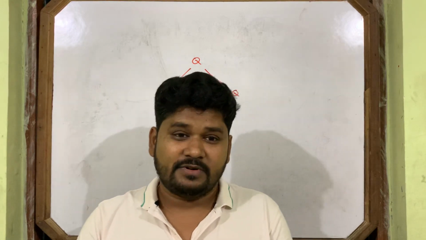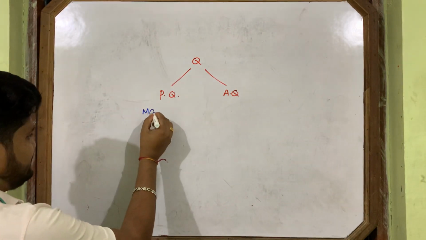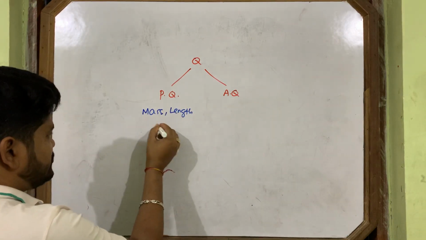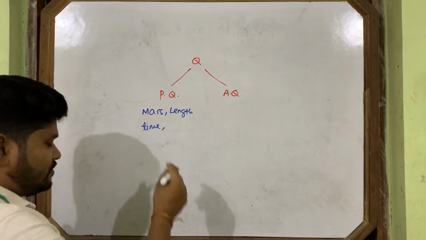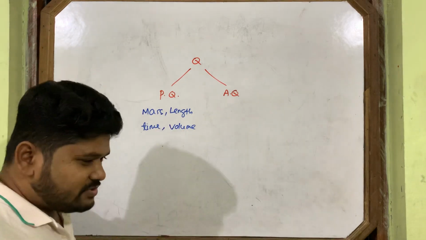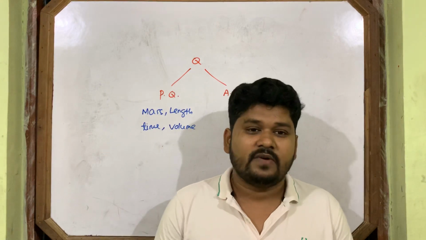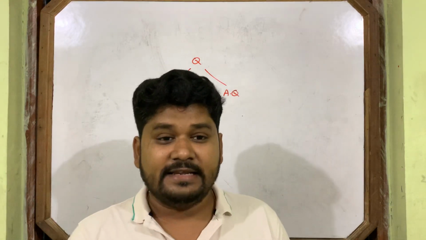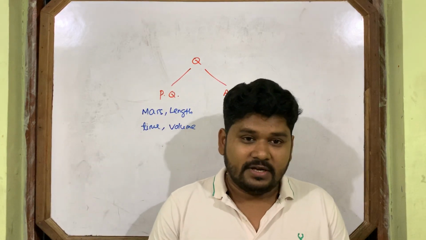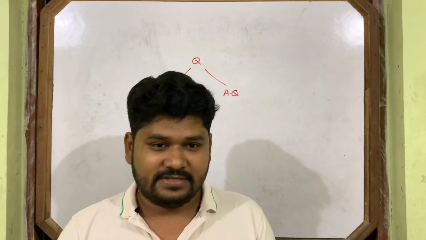So let's discuss some examples of that quantity. Mass, that is measured. Length, it is measured. Time, always it is measured. Volume, force, momentum, acceleration, velocity, all these quantities are called physical quantities, and you will get many physical quantities in your NCERT book on the last page.